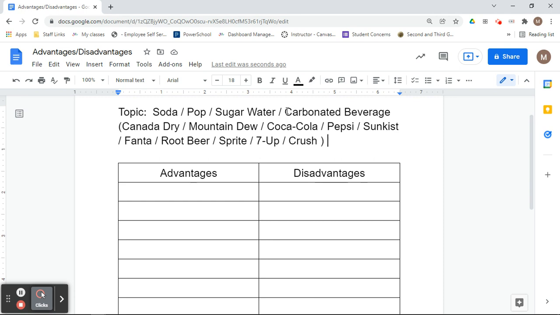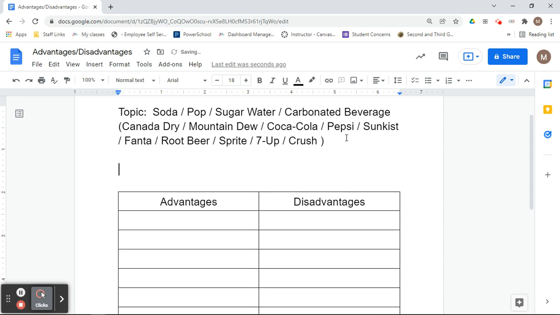You could call it carbonated beverages, and this is essentially my topic. What I'm not talking about is club soda, so I will specify "not club soda." I need to specify that with you all because when we start to look at the advantages and disadvantages, you need to know that this is not what I'm talking about.